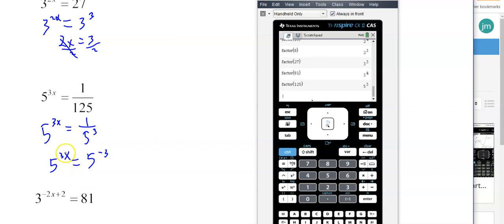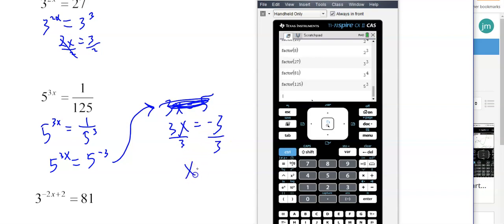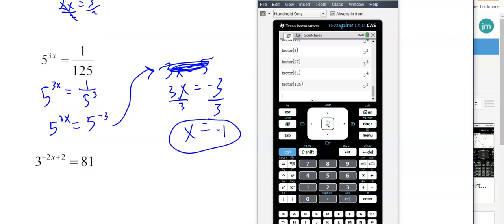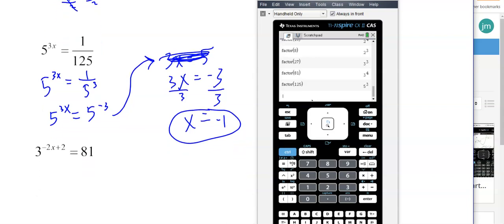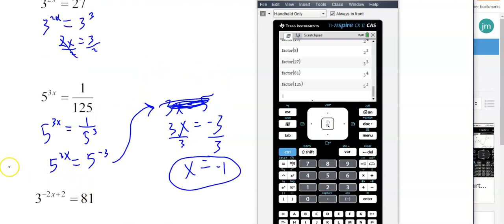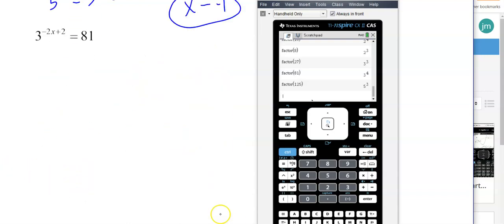We can compare, and so 3x must equal 5, right? The exponents must be equal here. Or sorry, I read that wrong. 3x must equal -3. The exponents must be equal. Divide by 3, and you get x equals -1. So that kind of works out really nicely again. So if you can get the same base, so 81, well, we just did that one. That was 3 to the 4th. Let's write that out here. So that's really 3 to the 4th.